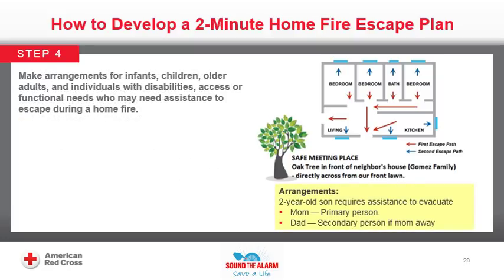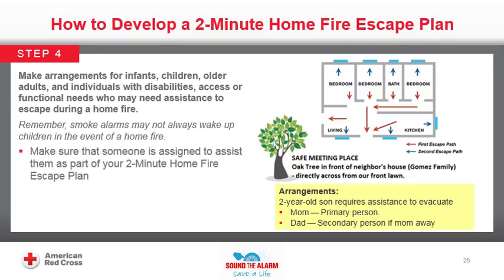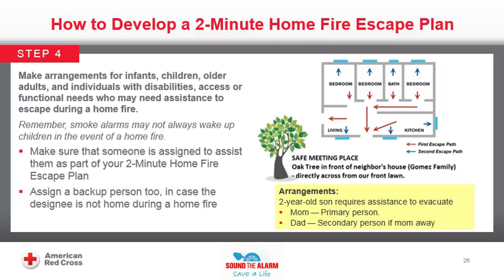Step 4. Make arrangements for infants, children, older adults, and individuals with disabilities, access, or functional needs who may need assistance to escape during a home fire. Remember, smoke alarms may not always wake up children in the event of a home fire. If there are infants, children, older adults, or family members with disabilities, access, or functional needs, make sure that someone is assigned to assist them as part of your 2-minute home fire escape plan. Assign a backup person too, in case the designee is not home during the home fire.